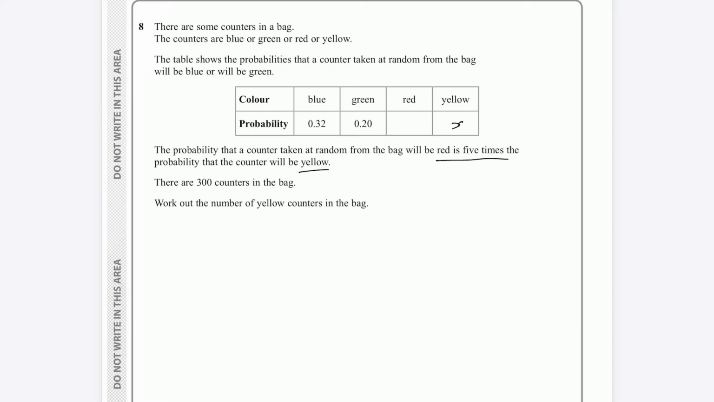So if this is x, this is 5x. Now, whenever you don't know anything, we just give it a variable. So in this case, it's x. So we know that the probability totals up to 1. And the question's saying there are 300 counters. Work out the number of yellow counters in the bag.